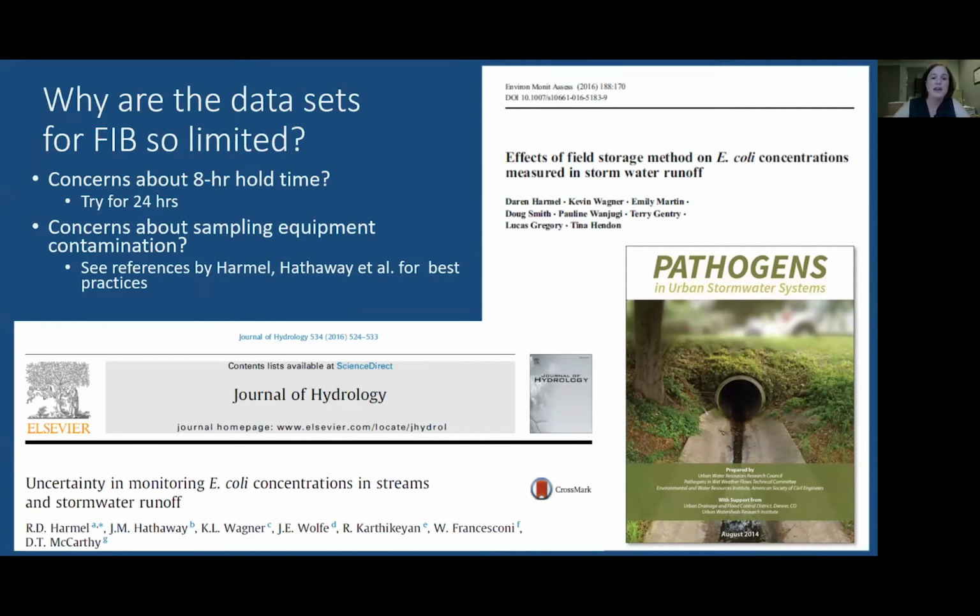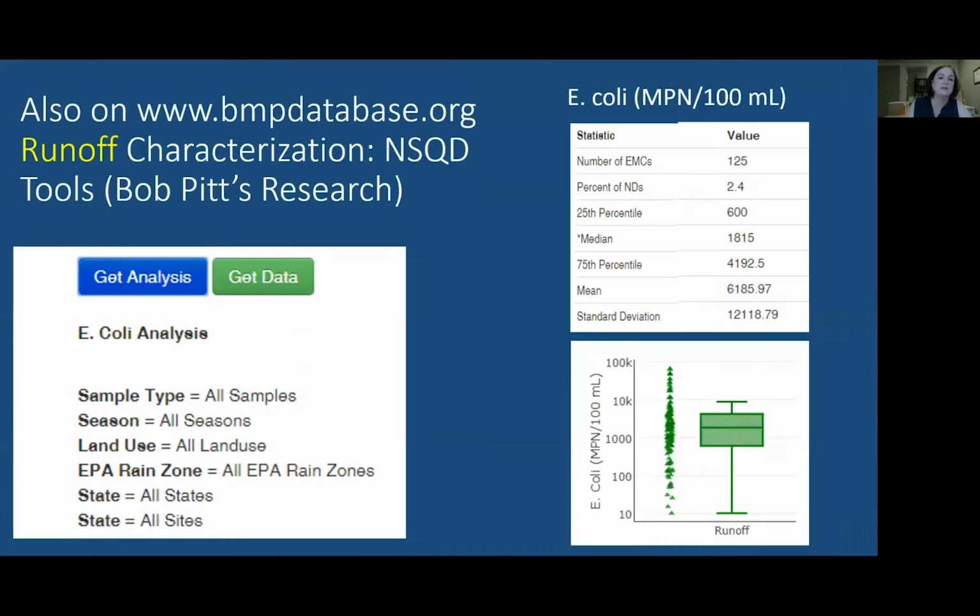So I wanted to put that out there. And then I think there are also some concerns or worries that using automated sampling equipment may not give valid results. But again, I think there's some resources here for best practices by folks like Darren Harmel and John Hathaway that can give you some guidance on how to use automated samplers in this context. Real quickly, if you're looking for runoff characterization, Bob Pitt's National Stormwater Quality Database is also on the BMP Database website.